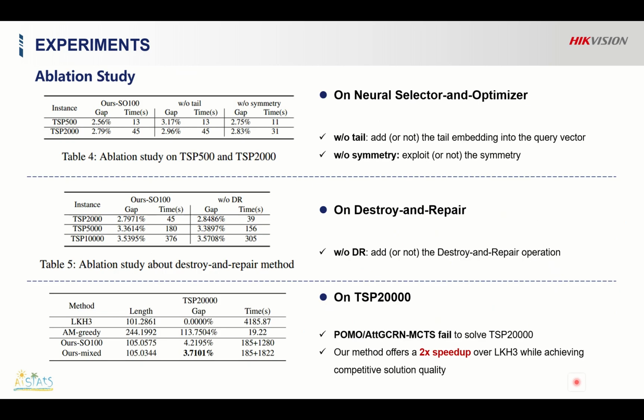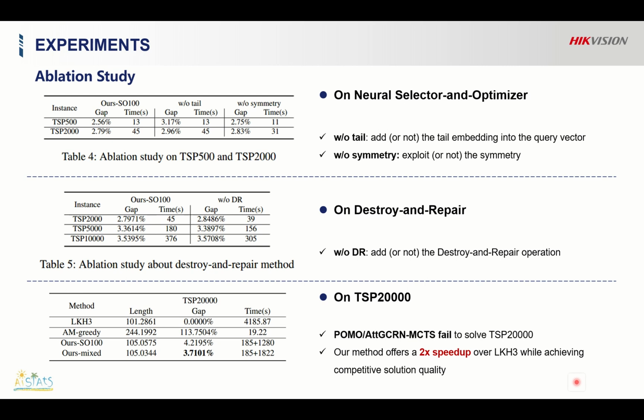There are some ablation experiments listed here. We test our subsolver with or without two-node embedding, with or without symmetry. The conclusion is that with two-node embedding and symmetry, our subsolver can perform better. Also, with the destroy and repair operator, our method is significantly improved.